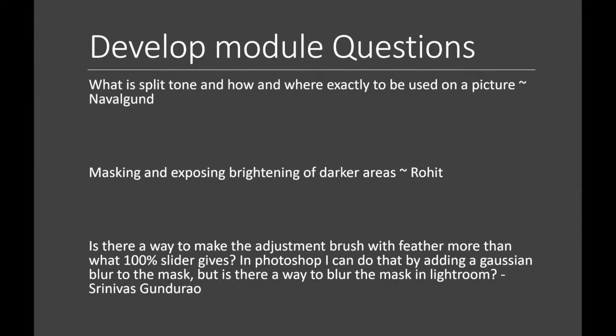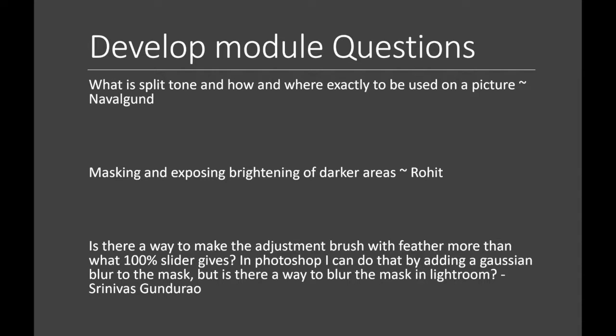Now, the next question is masking and exposing brightness and darker areas. This is by Rohit. I have already shown you masking. So masking in Lightroom is using your brushes. When you use a brush, you apply it to a particular area, and then you use a localized slider. I'll show you briefly how to do it in just one picture.